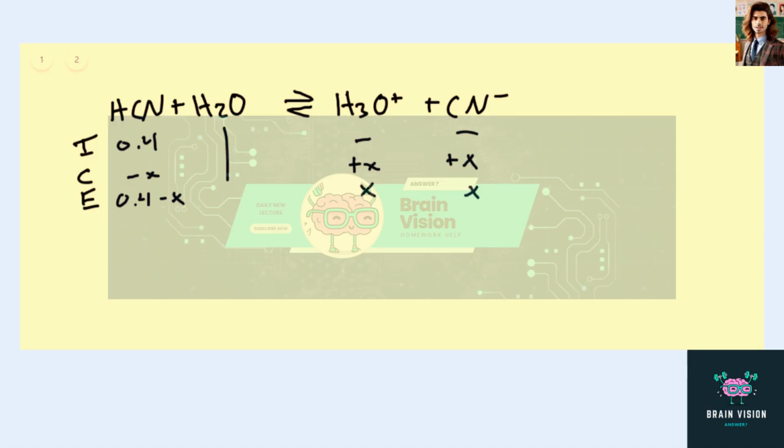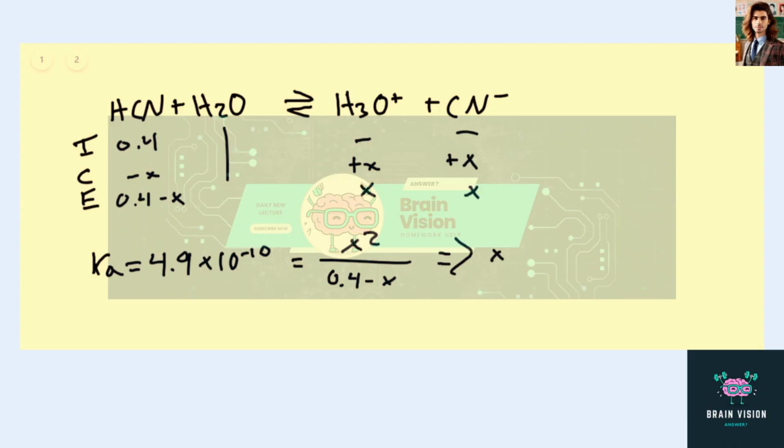And so we can set this equal to the Ka for hydrogen cyanide, which is equal to 4.9 times 10 to the minus 10, and that's equal to X squared over 0.4 minus X, the products divided by the reactants. And we get X is equal to 1.4 times 10 to the minus 5. So this is our concentration of cyanide.